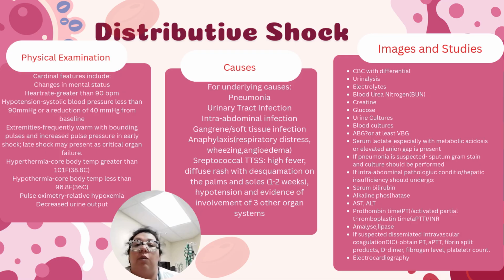Extremities are frequently warm with bounding pulses and increased pulse pressure in early shock, but as the shock progresses, may be present as a critical organ failure. Hyperthermia, the core body temperature can be greater than 101 Fahrenheit or 38.8 Celsius, or hypothermia, where the core body temperature is less than 96.8 Fahrenheit or 36 Celsius. Pulse oximetry is relative to hypoxemia and decreased urine output.